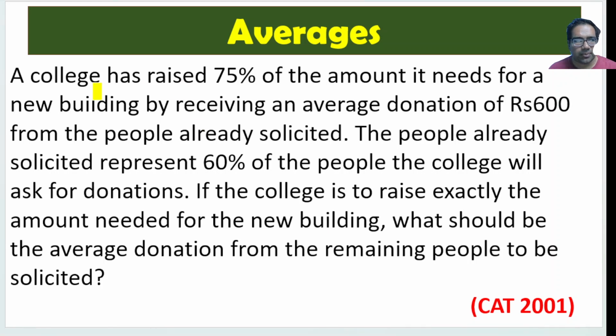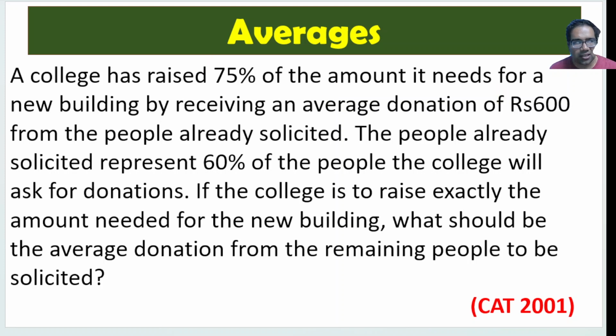Hi friends, in this problem, a college needs certain funds and it has raised 75% of the funds from certain people of this college who, on average, donated rupees 600. The people who donated 600 represent 60% of the people in the college. Now the remaining 40% of people, how much should they donate so that the college reaches the goal it has set for itself?